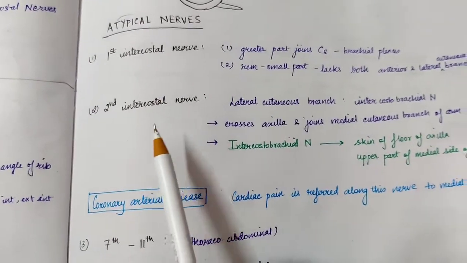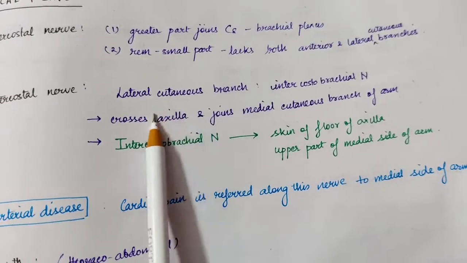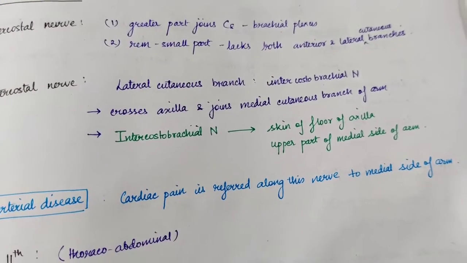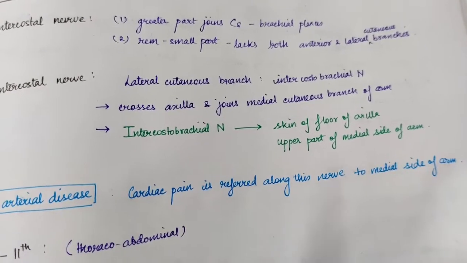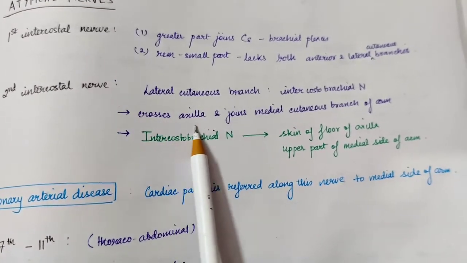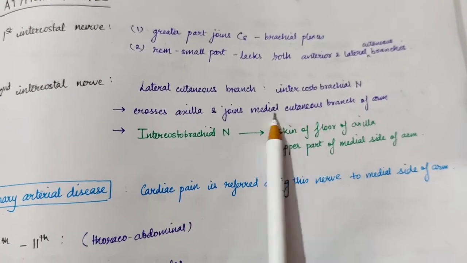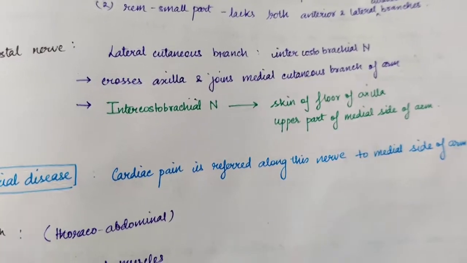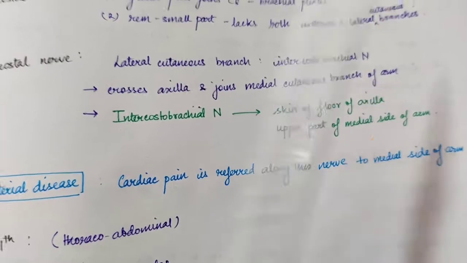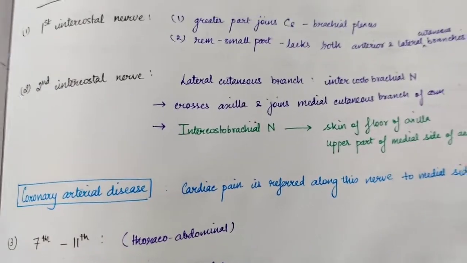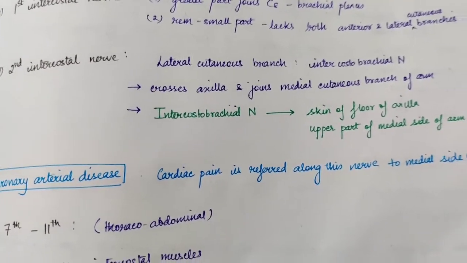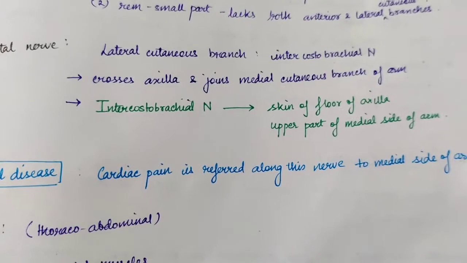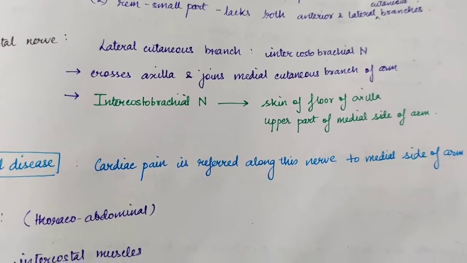Okay, the second intercostal nerve. Here, the lateral cutaneous branch is also called the intercostobrachial nerve. It crosses the axilla and joins the medial cutaneous nerve of the arm. So what does it do? It supplies the skin of the floor of the axilla and the upper part of the medial side of the arm. So it does a very good job. It goes and joins with the medial cutaneous nerve of the arm, and it supplies the skin of the floor of the axilla as well as the upper part of the medial side of the arm.